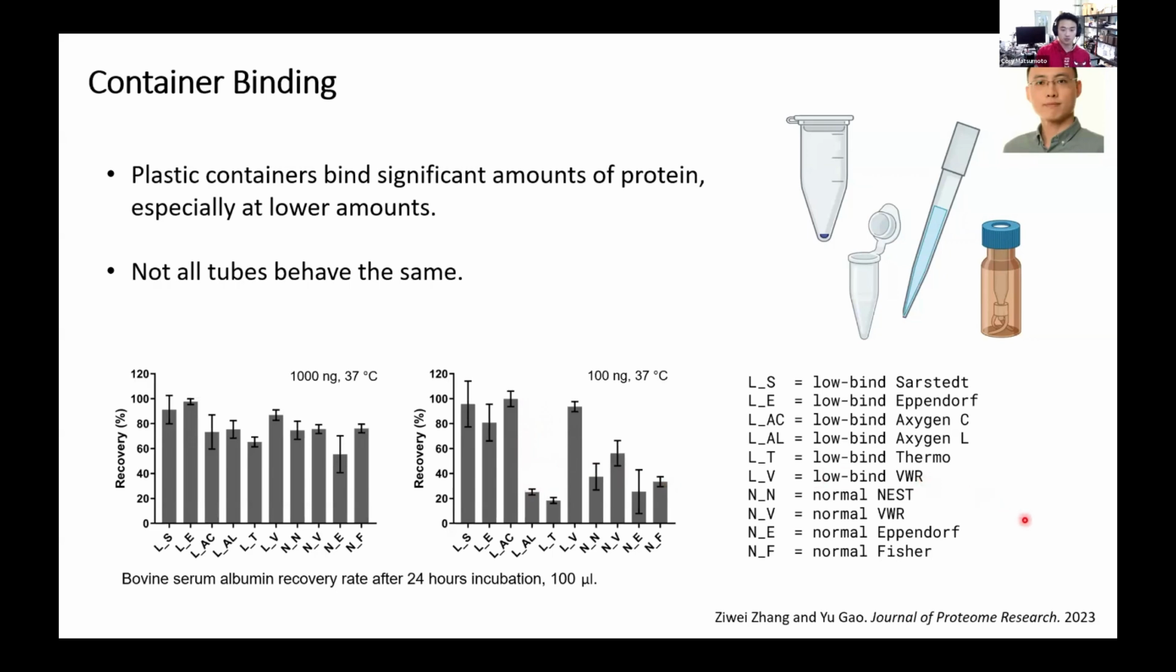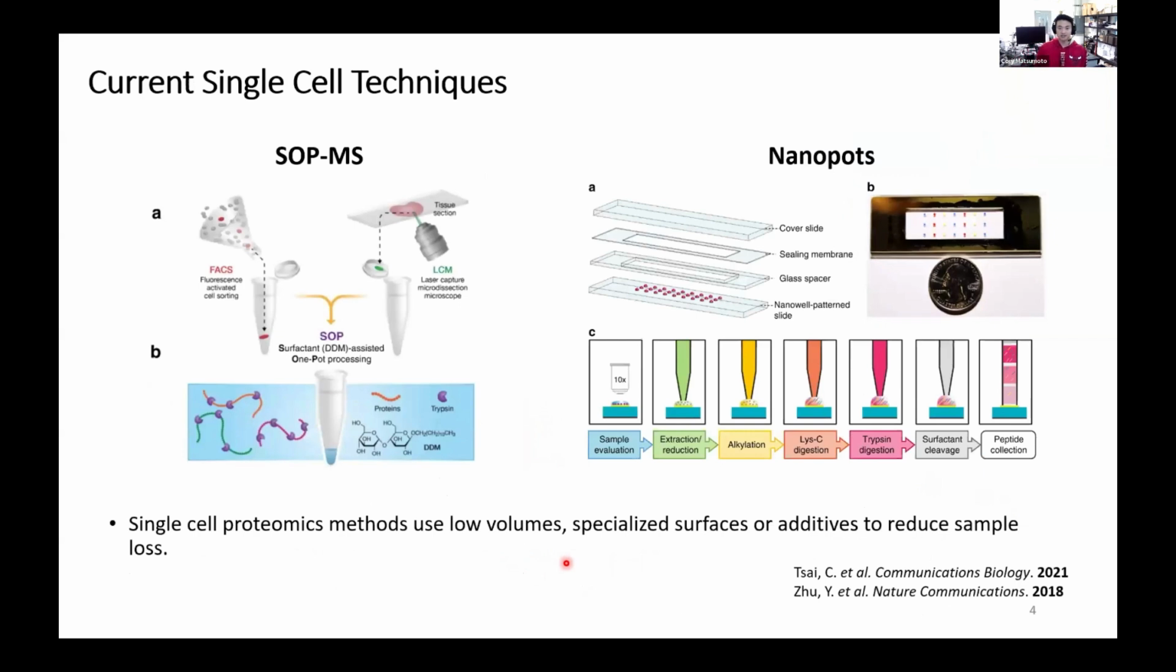But not only the loss do we have to consider, we also have to consider that depending on what container we use can result in different amounts of protein loss. These are things we have to take into consideration when we're doing single cell analyses. Different single cell techniques utilize different methods to reduce this amount of sample loss, such as SOPMS, which utilizes a surfactant, or nanopots, which utilizes very low volumes as well as specialized containers. However, pretty much any current single cell technique utilizes some sort of interface where you can lose your sample.